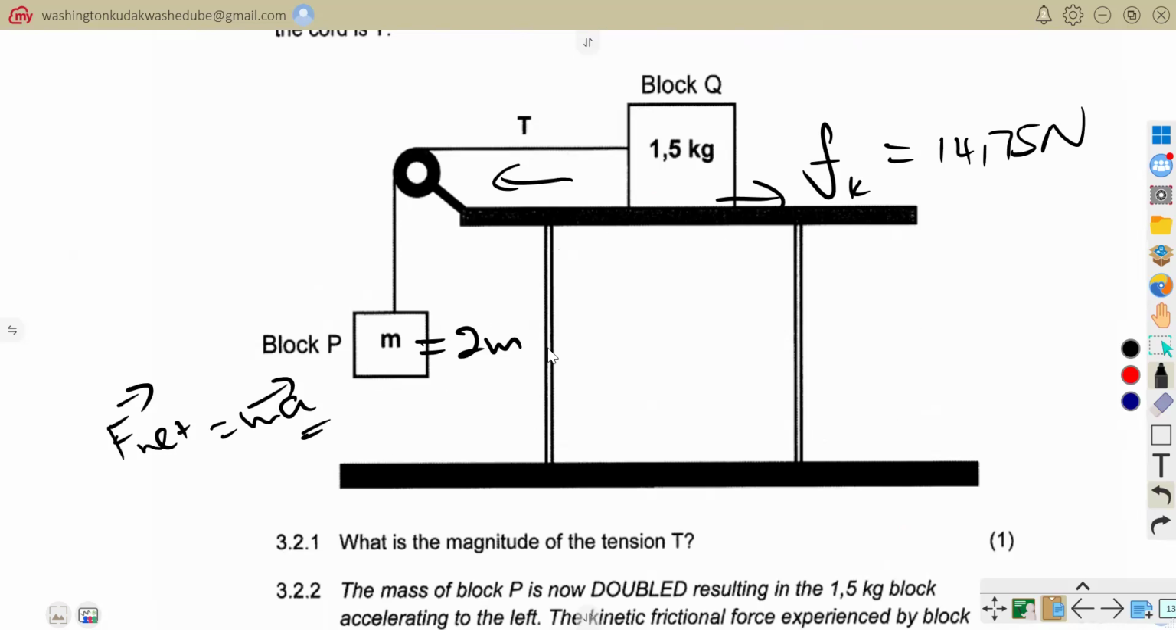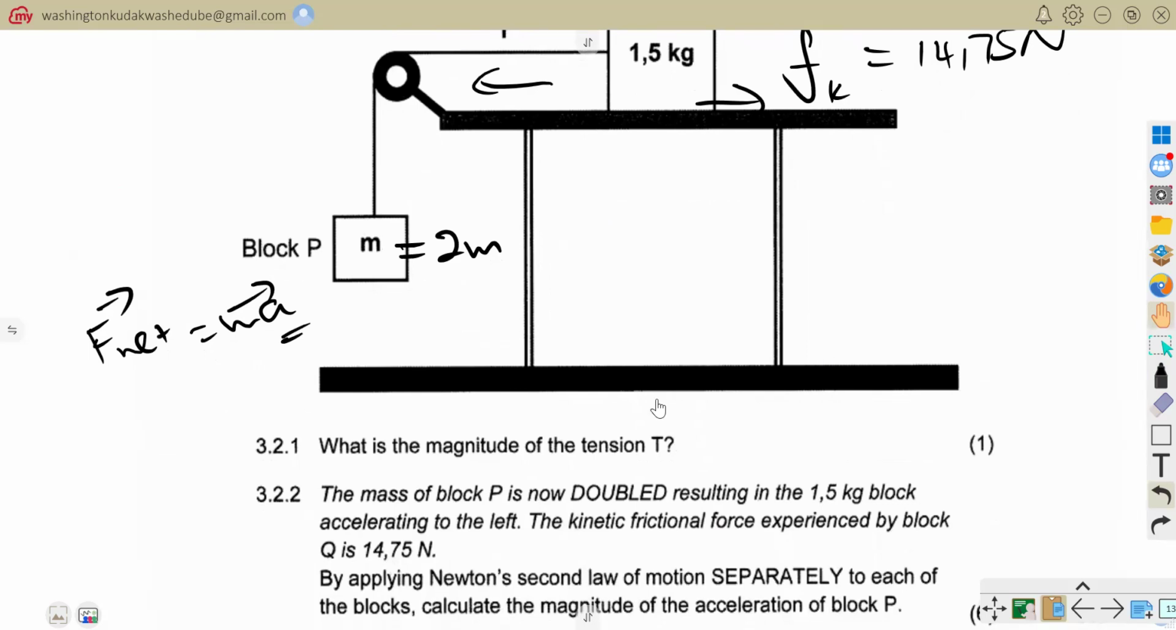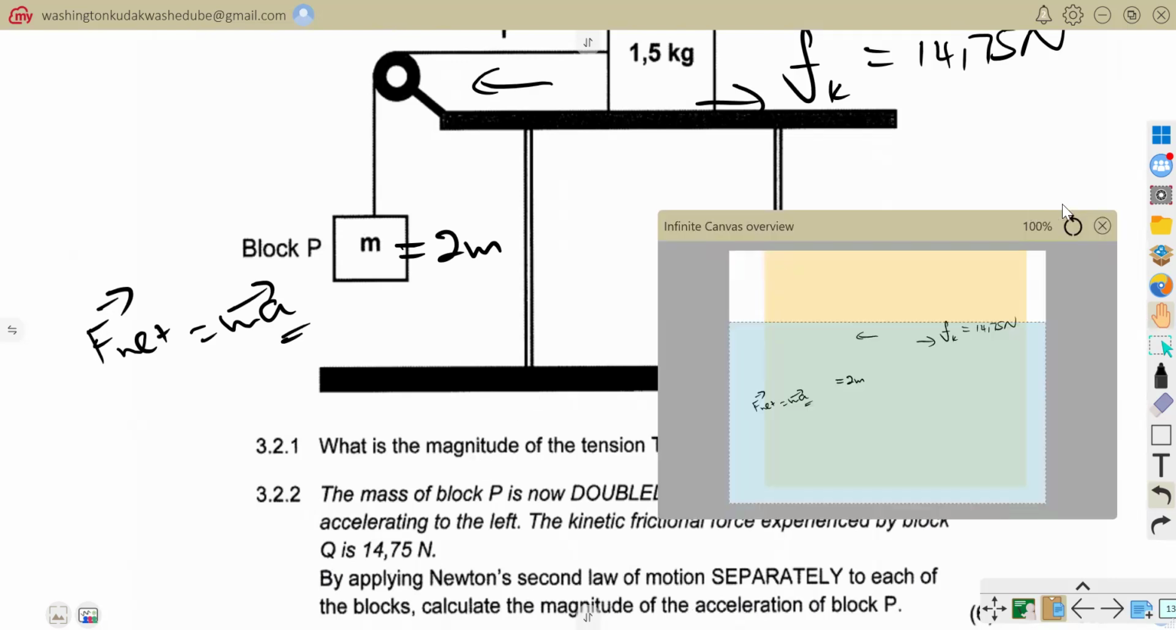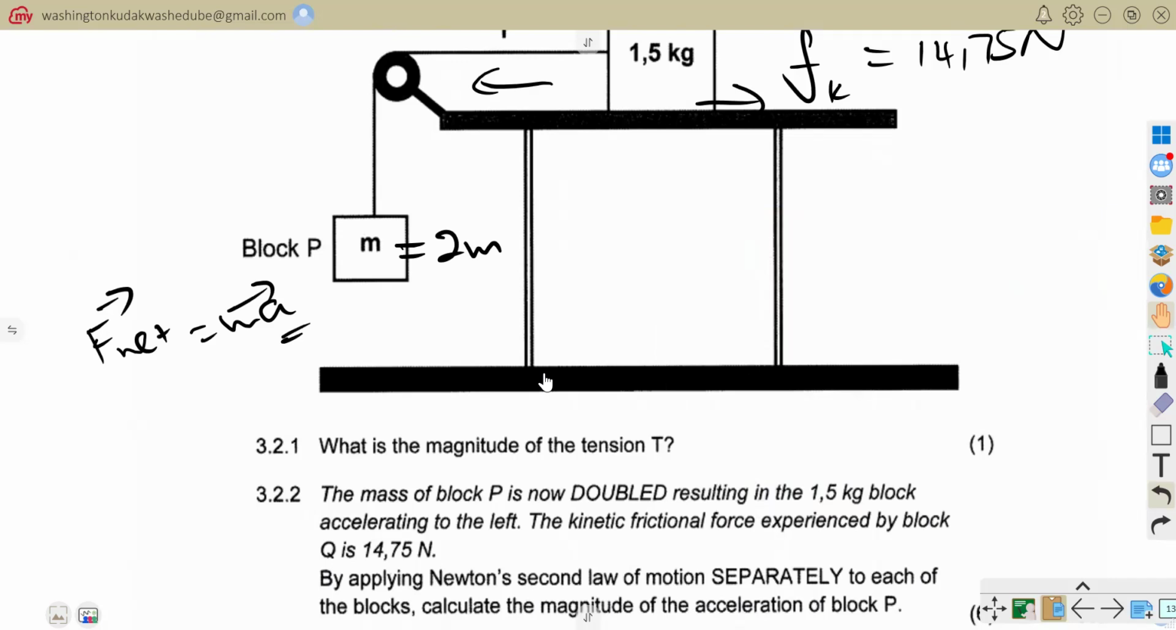So how do we determine the missing variables, given that information? This is where they said we now have this 1.5 kg block accelerating towards the left. After accelerating towards the left, our block Q is subjected to 14.75 newtons of frictional force. They want us to apply Newton's second law of motion separately to each block to calculate the magnitude of the acceleration of the blocks. So if that is the case, I'll simply go on to do this.